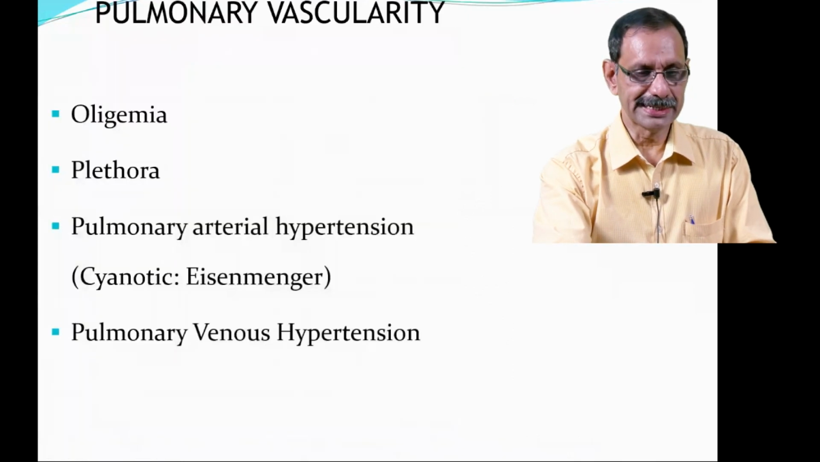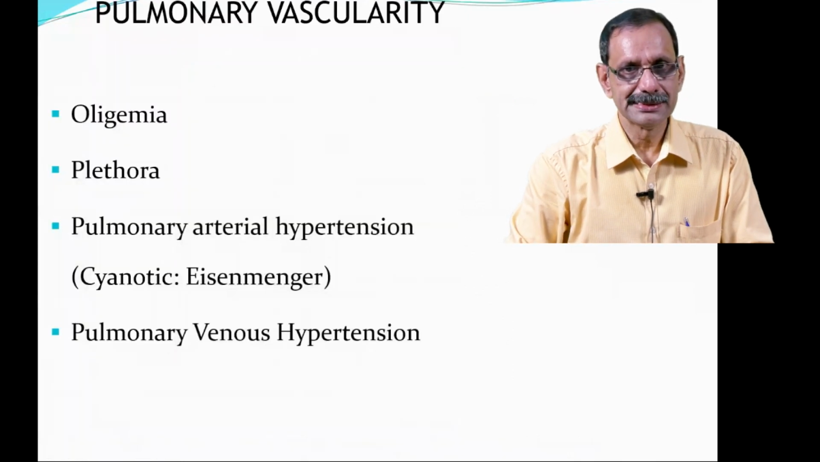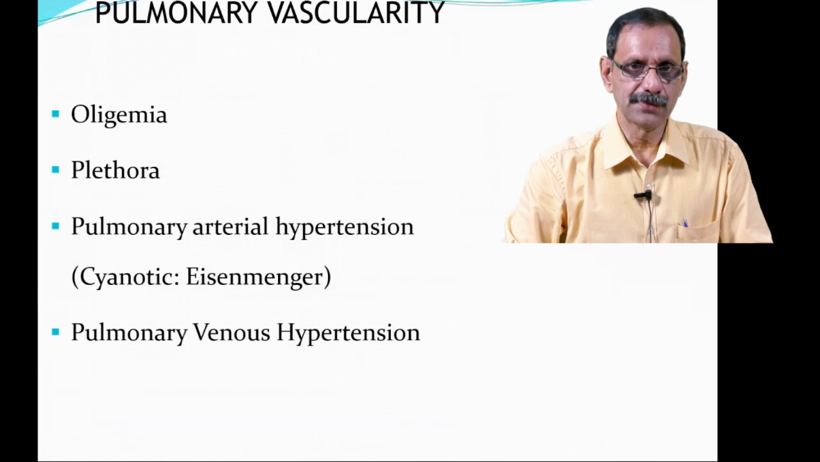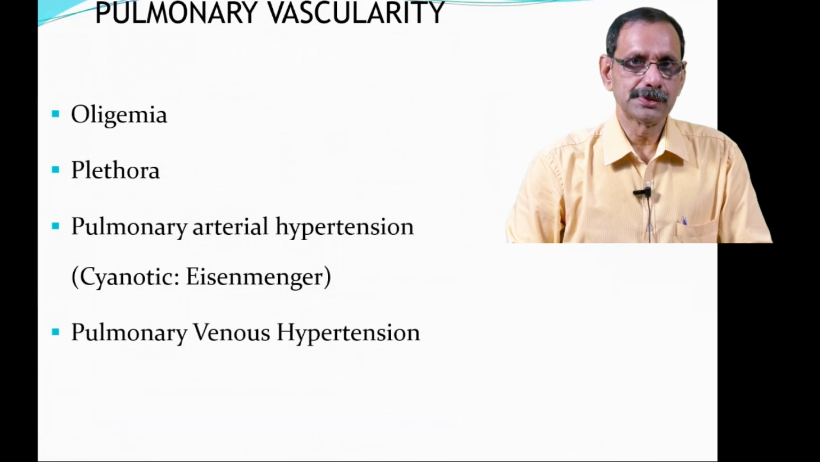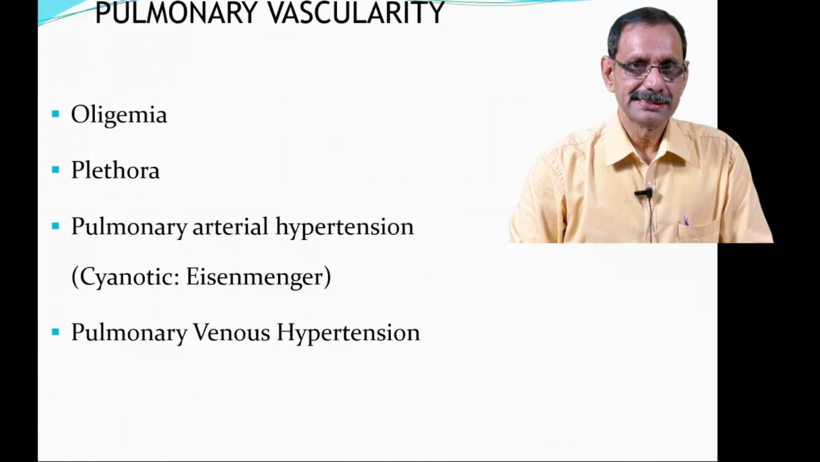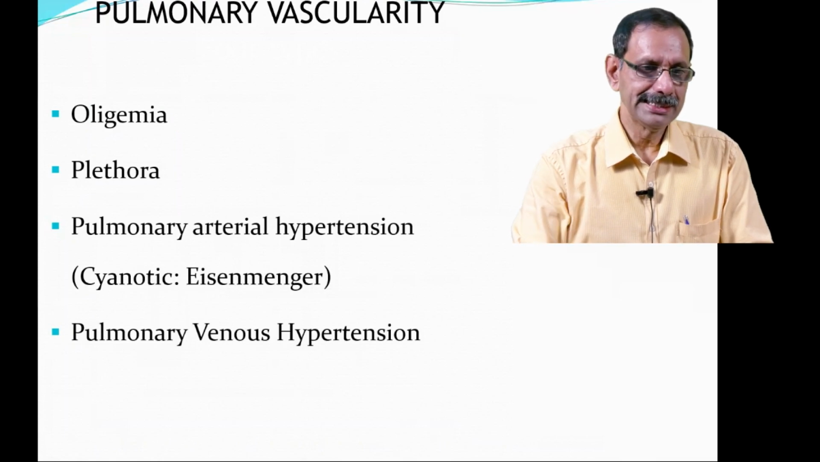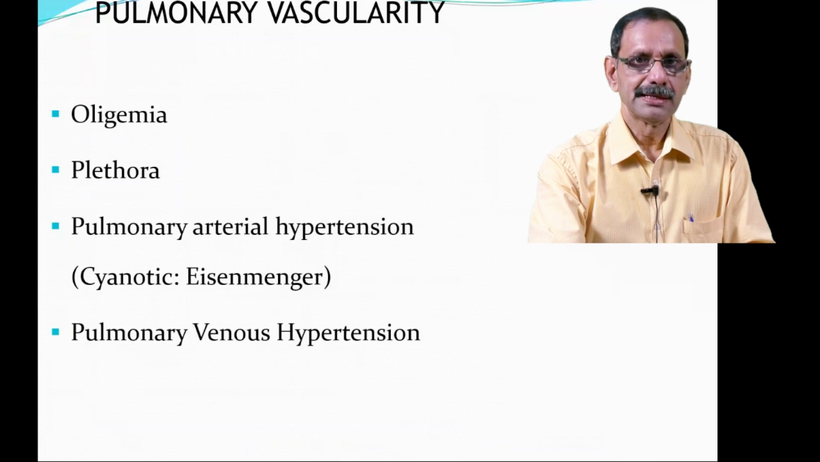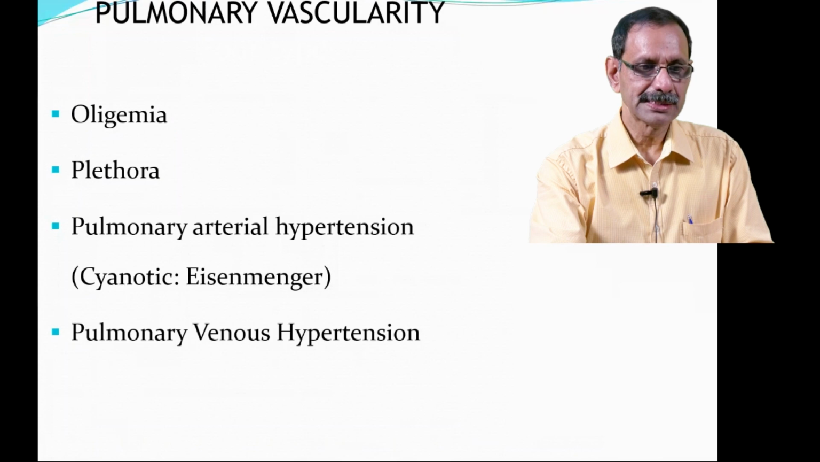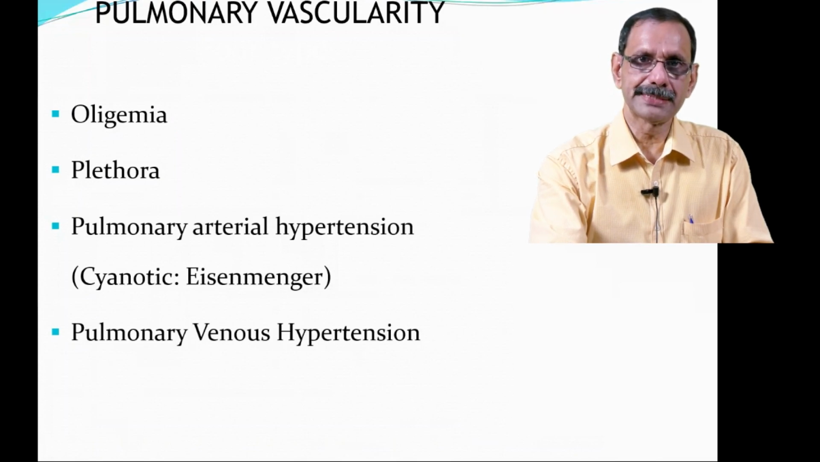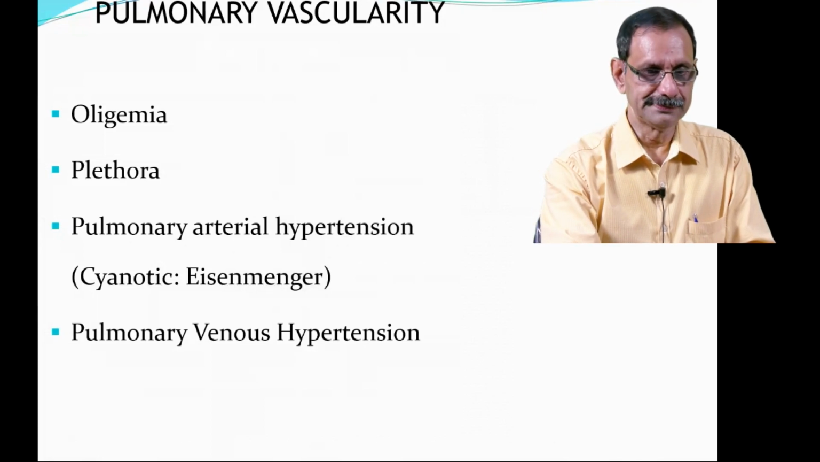Now, pulmonary vascularity, I discussed how to assess. Upper zone is less vascular than the lower zone. Then 3 zones vertically we will divide: the medial, middle and the lateral. Now, the findings expected would be oligemia, that is less of vasculature; plethora, plenty of vasculature; pulmonary arterial hypertension, which can go on to Eisenmenger clinically if there is cyanosis; and pulmonary venous hypertension. We will see one by one.